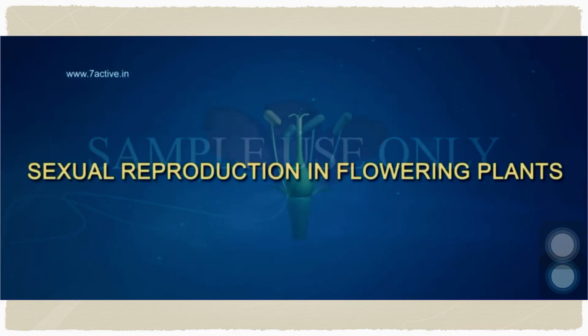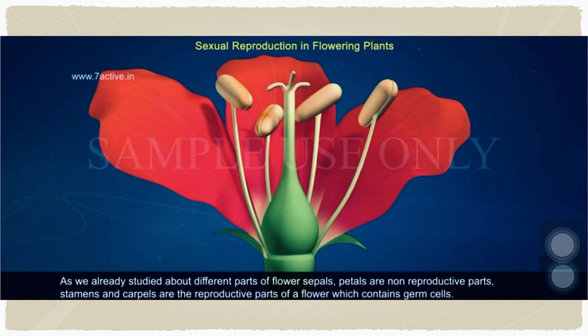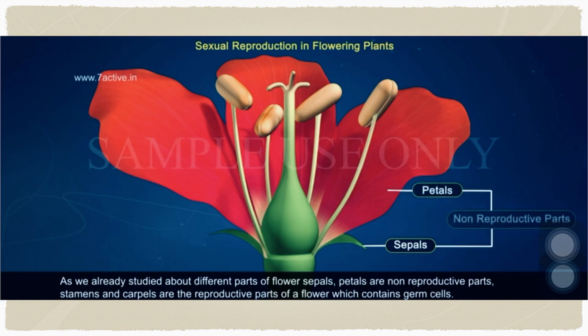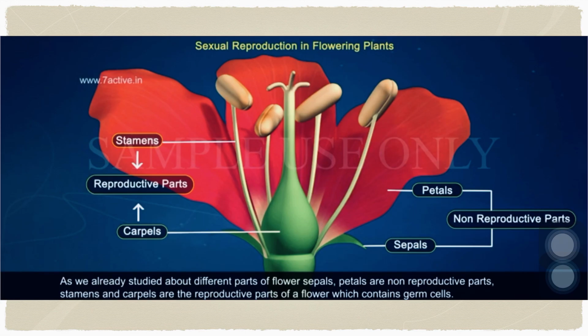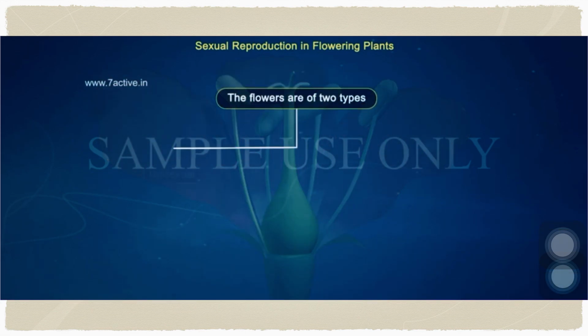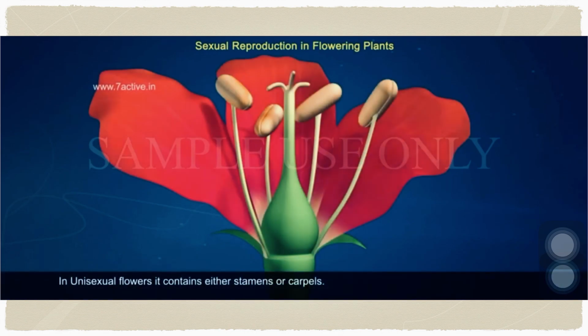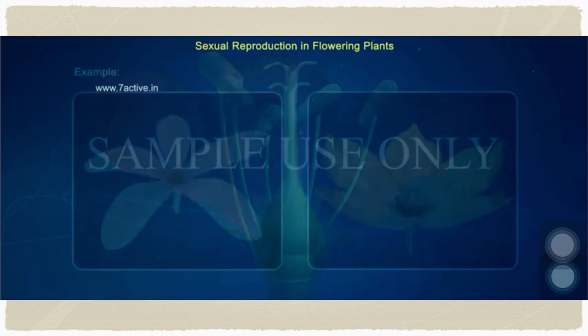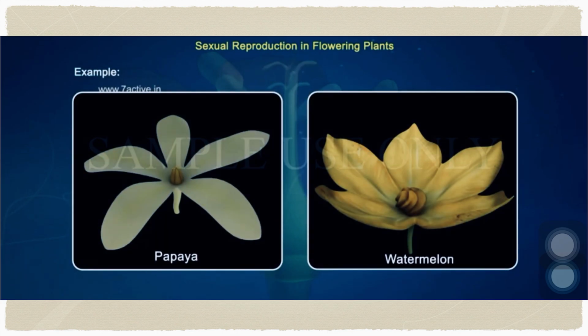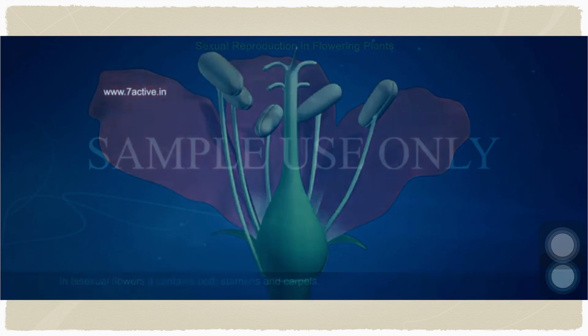Sexual reproduction in flowering plants. As we already studied about different parts of a flower, sepals and petals are non-reproductive parts, while stamens and carpels are the reproductive parts of a flower which contain germ cells. Flowers are of two types, unisexual and bisexual. Unisexual flowers contain either stamens or carpels, for example papaya and watermelon. A bisexual flower contains both stamens and carpels.